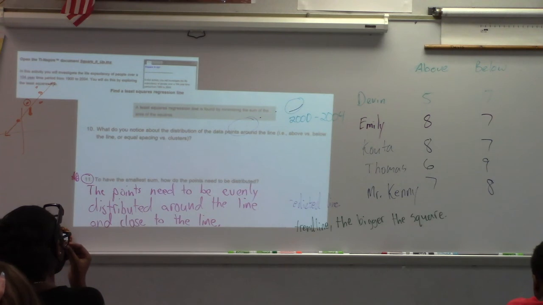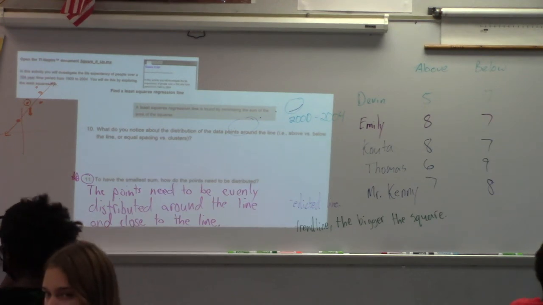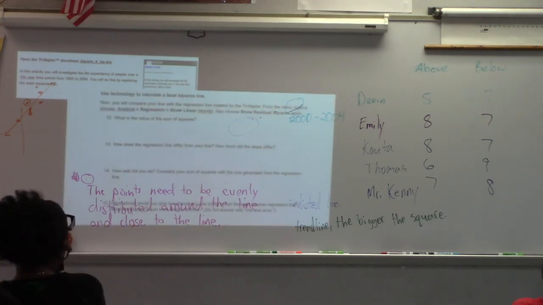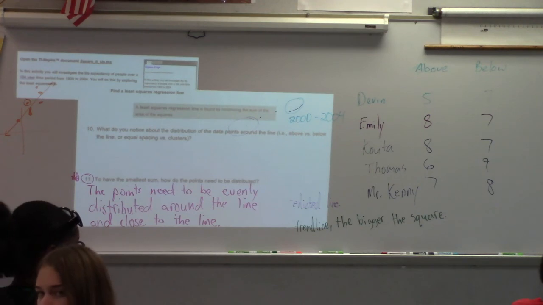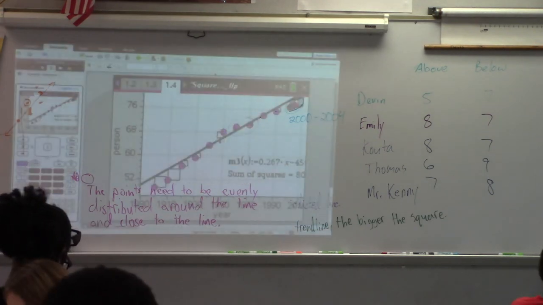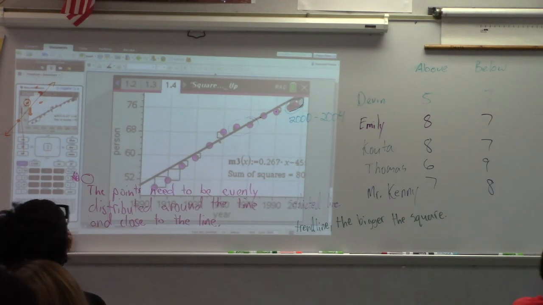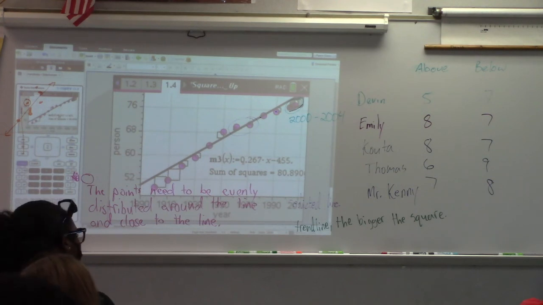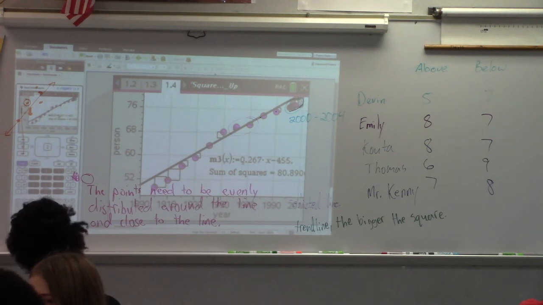Understanding, like, if we need an exact number, I'm going to look at what you're saying in a second. Okay. Now, just pause for a second. Did we all have exactly the same lines? There's no way. We had different sum of squares, right? Now, did some of y'all get equations that were close to mine of 0.267x minus 455? Did we get something close to that? Yeah. All right.